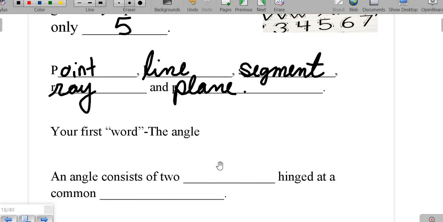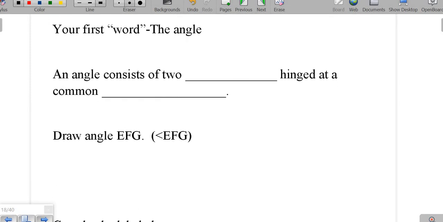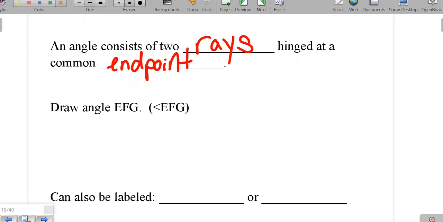So the first word, and we are putting combinations of these 5 letters together, is going to be the angle. An angle consists of 2 rays. So that's why this is considered a word. It's a combination of the letters, hinged at a common endpoint. So if I want to draw an angle EFG, this is an important concept. F must be the endpoint because it's in the middle.